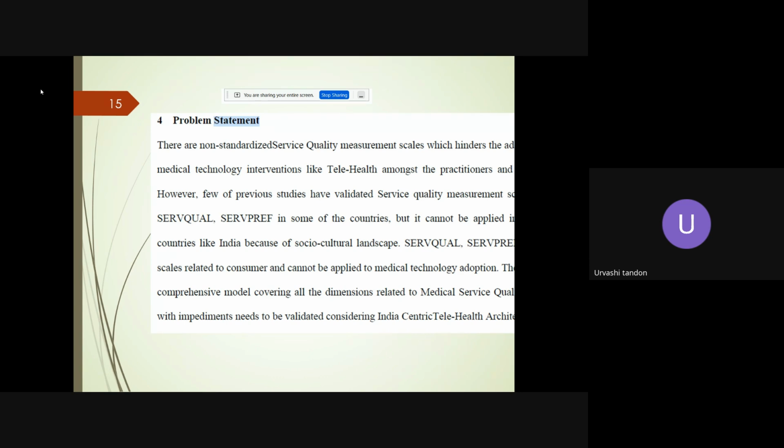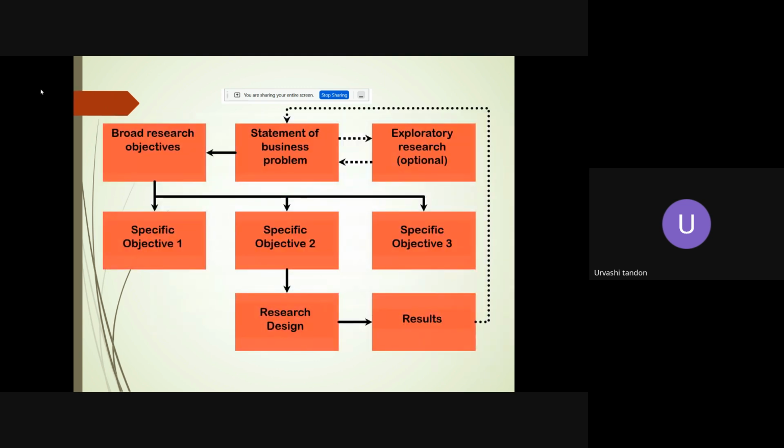There are non-standardized service quality measurement scales which hinder the adoption of medical technology interventions like telehealth among the practitioners. However, a few of the previous studies have validated SERVQUAL and SERVQUAL-F, but in medical terms these are not feasible, they are not up to the mark. So for this, we need a comprehensive, all-inclusive model covering all the dimensions related to medical service quality, right? So these are the broad objectives and how we conduct it.